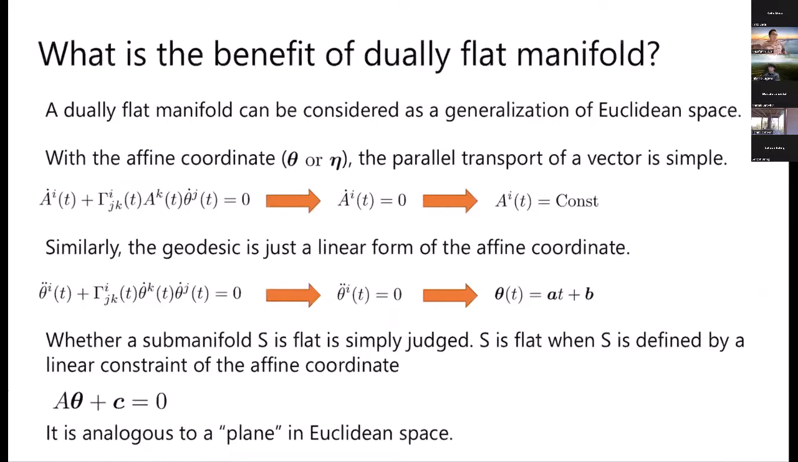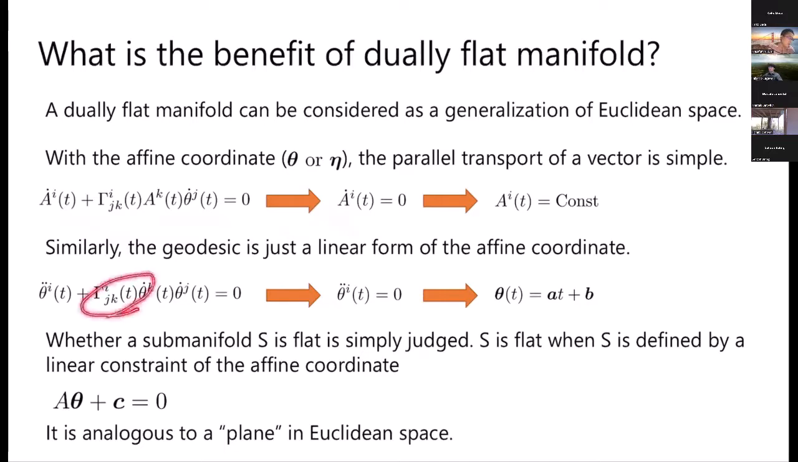But anyway, what is the benefit of a dually flat manifold? A dually flat manifold can be considered as a generalization of Euclidean space. With affine coordinates theta or eta, the parallel transport, which looks complicated over a vector, gets simple: gamma is 0, so parallel transport simply keeps a_i constant. You don't need to change a_i. And similarly, the geodesic is just a linear form of the affine connection.